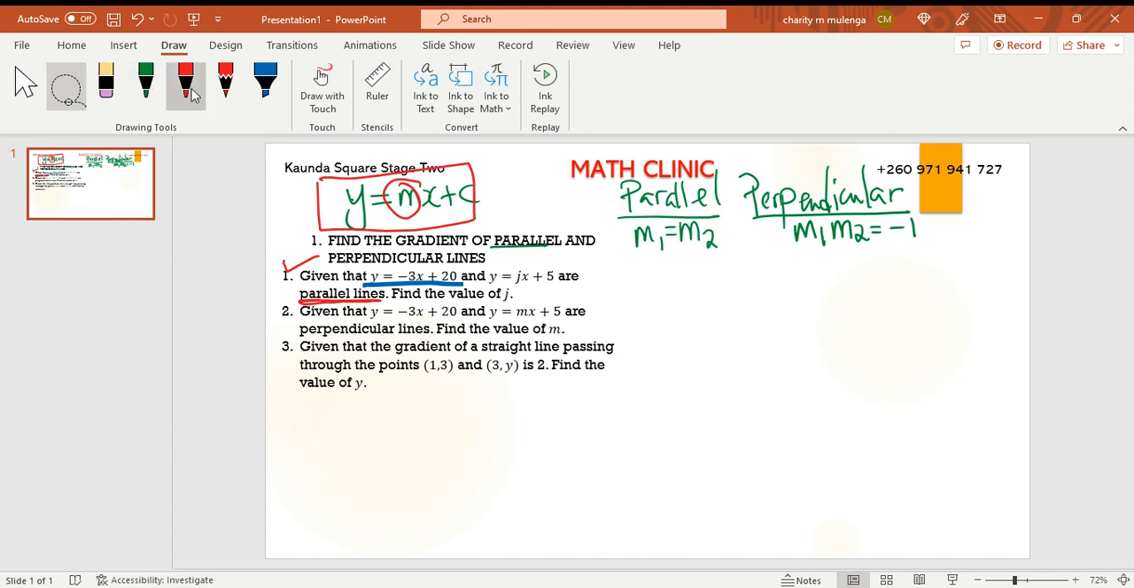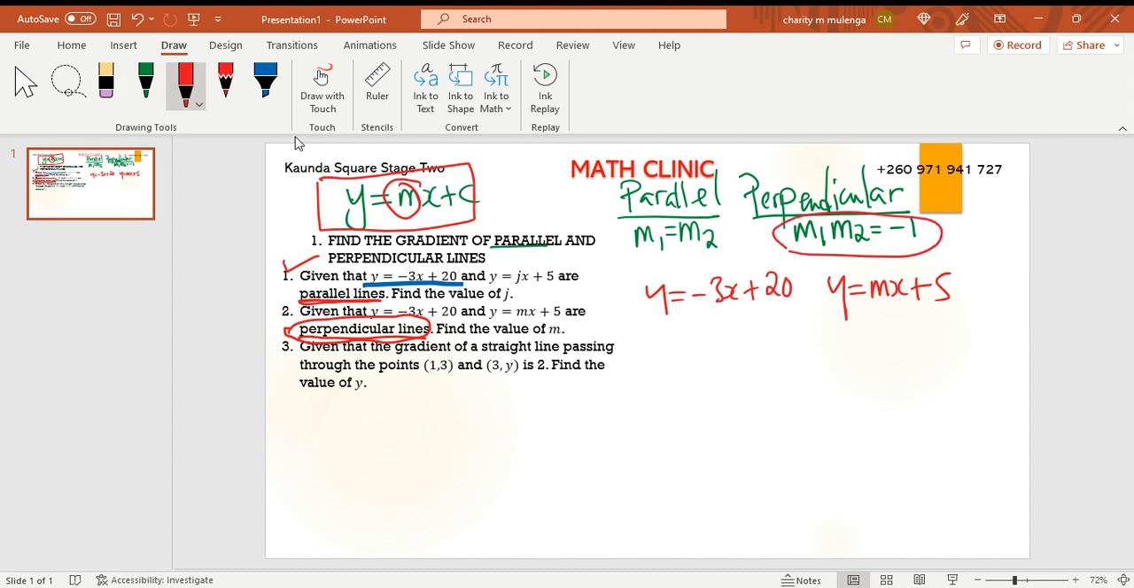So we have learned how to find the gradient of parallel lines. Let us also learn how to find the gradient of perpendicular lines. Given that y = -3x + 20 and y = mx + 5. Okay, they are perpendicular. Now, what if our straight lines are perpendicular? How do we find the other gradient?